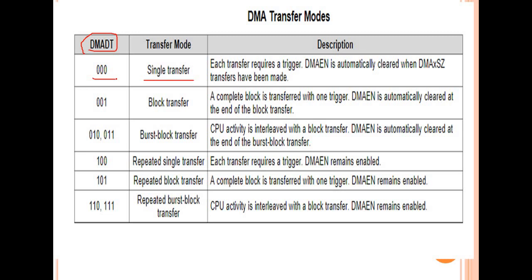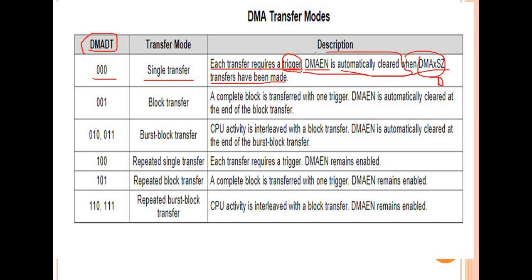In single transfer mode, the data is transferred only when there is a trigger from an external source. Each transfer requires a trigger. In order to transfer data, you require a trigger. If a trigger is there, the data is transferred, otherwise the data is not transferred. Here DMA enable is automatically cleared when the DMA size becomes 0, that means all the data has been transferred. If the data transfer size becomes 0, the DMA is automatically disabled by clearing the enable bit.